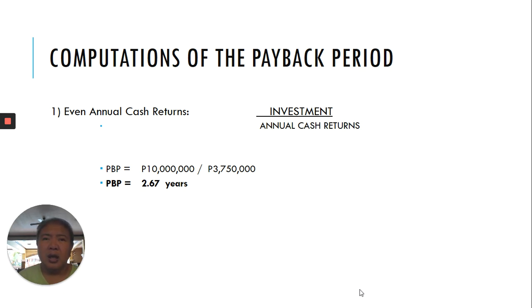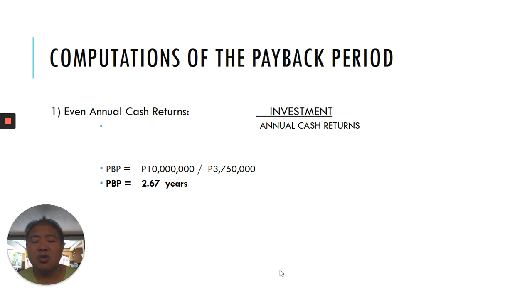Now, if the annual cash flow is uniform, or essentially the same, we can make use of this simple formula to compute the payback period. That is investment divided by the annual cash return. If we go back to our information earlier, the payback period is 10 million, the cost of the investment, divided by your 3,750,000 annual cash return, or 2.67 years. So it will take the company 2.67 years to recover its initial investment of 10 million pesos.